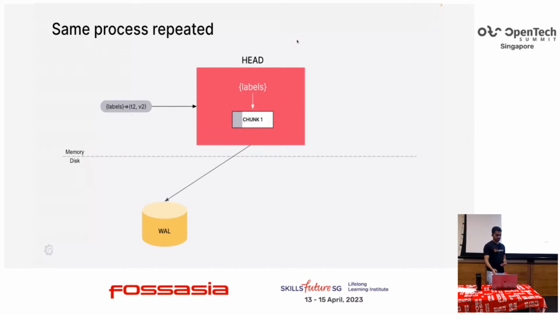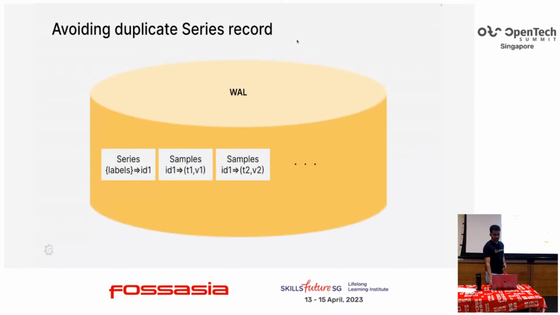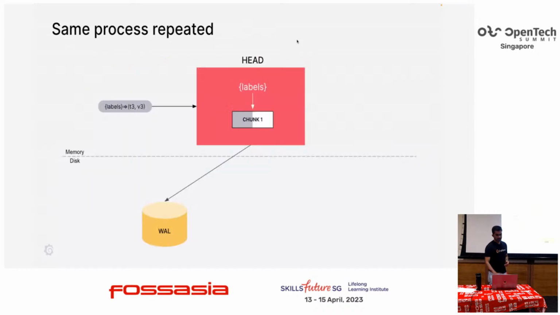And we get another sample, we write it to the write ahead log and then the chunk. And inside the write ahead log, now you see we don't write a series record because we have already written a series record and you pass through it from start to end. So we just say for ID1 we got another sample. Yeah, that's about the first step of adding samples in Prometheus.